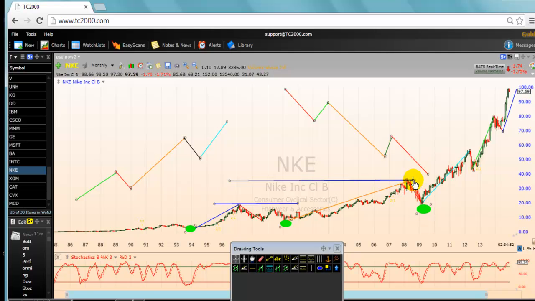Normally, the fourth wave is a shallow wave. So here you can see it went down a bit too much. This is in 2008 to 2009. We see here it went down big time. This is the financial crisis. It went down big time.